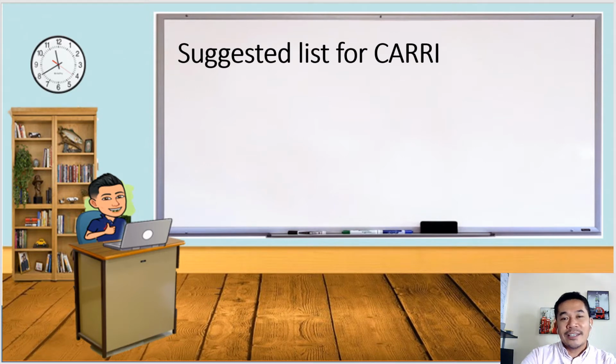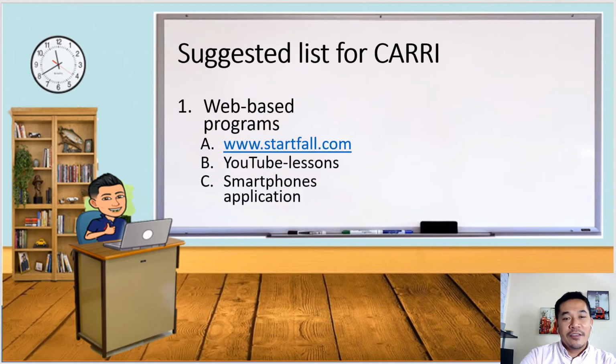Here is my suggested list for CARI. The first one is web-based programs. I know that there are a lot of web-based programs on the internet. I've chosen these three because I am familiar with them and I was able to use them. The first one is you can browse www.starfall.com. It offers a lot of activities for remedial reading instruction.